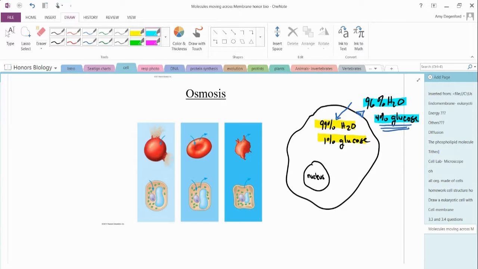Is that outside, that blue, what I highlighted, a higher concentration of solutes, the glucose, or is that a lower concentration compared to the inside? So I'm going to ask you a couple of questions here. I want to know what kind of solution this is. Is this a hypertonic, a hypotonic, or an isotonic? And then I want to know what direction the water is going to move. Is the water going to come in, or is the water going to leave the cell?